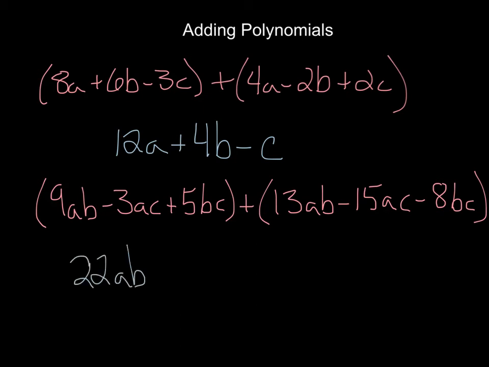22ab. We're going to say negative 3ac plus a negative 15ac for a negative 18ac. And finally, we have a 5bc added to a negative 8bc for a negative 3bc.